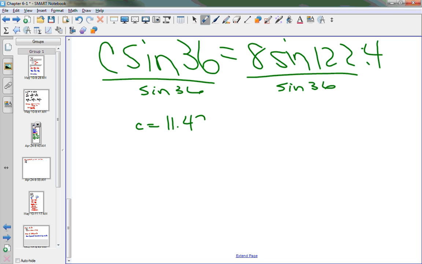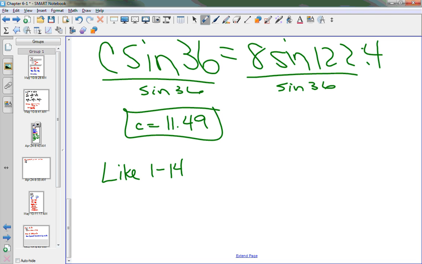Now I have found every single thing. Now this is exactly like problems on last night's homework, like 1 through 14 odd.